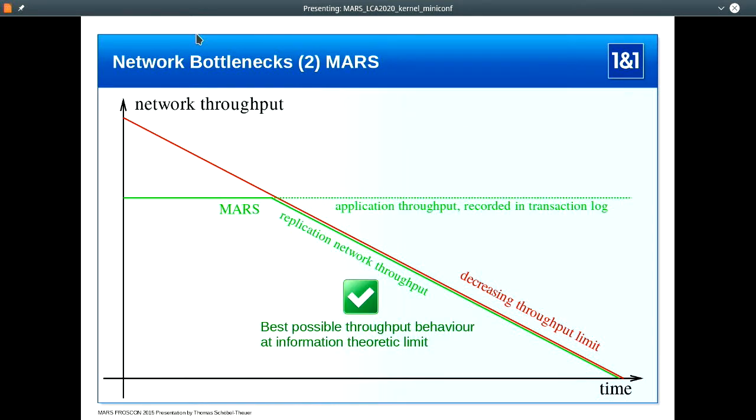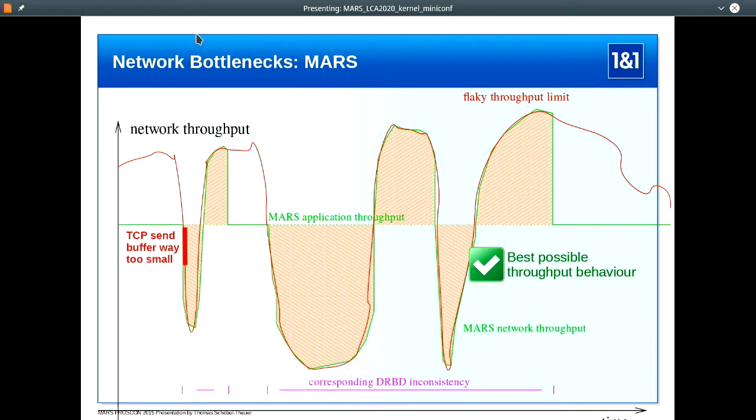In the next slide, if you have the same scenario, constant application throughput, and you have this network throughput, of course, the green line, the actual replication traffic by Mars, is in parallel, slightly below this line, and it's buffered in the persistent transaction log of Mars. So this is the information theoretic best possible behavior. Here's a practical example: the TCP send buffer. This is much smaller, by orders of magnitude, than the transaction log. And in case of a networking problem, even an outage or whatever, it's buffering as much as you want, and it's catching up afterwards if you have enough transport capacity.